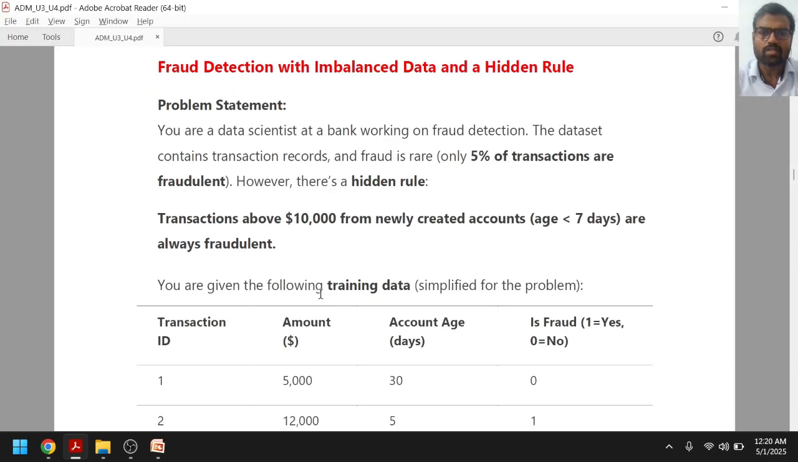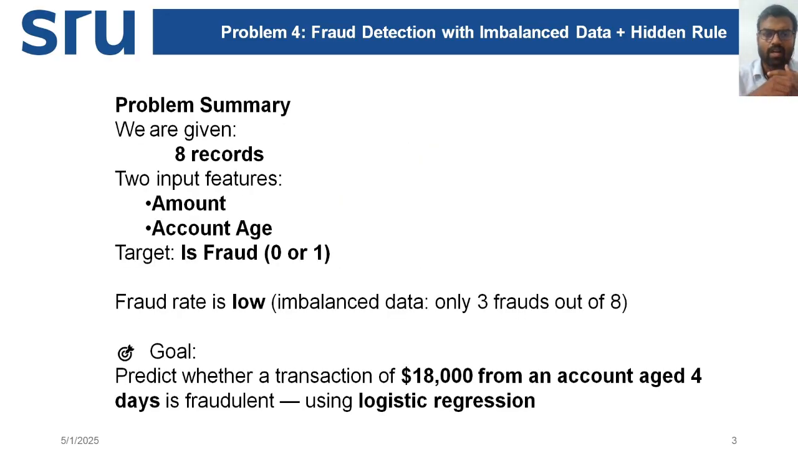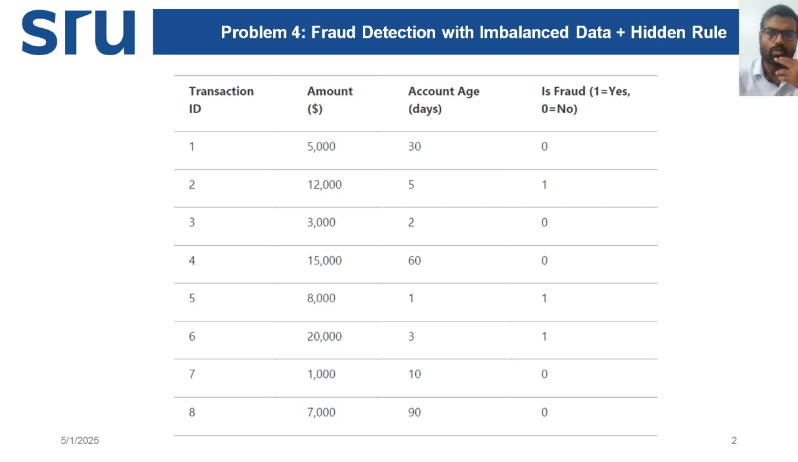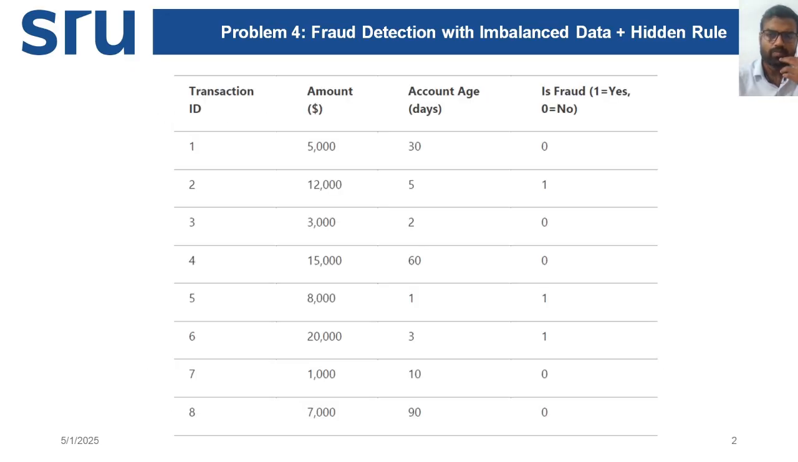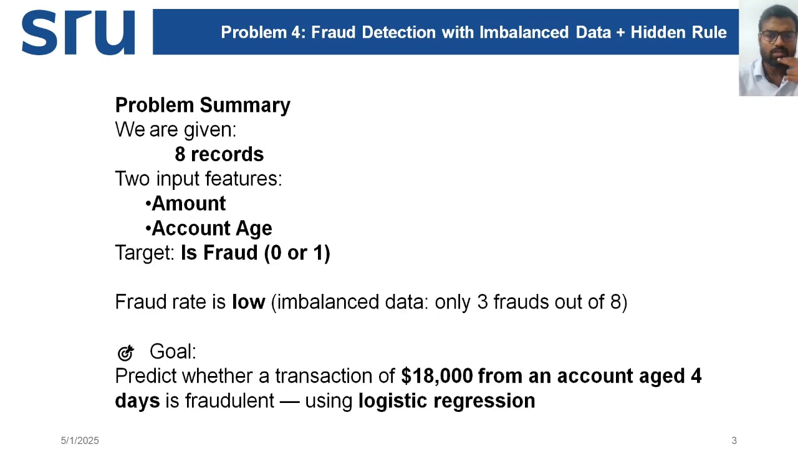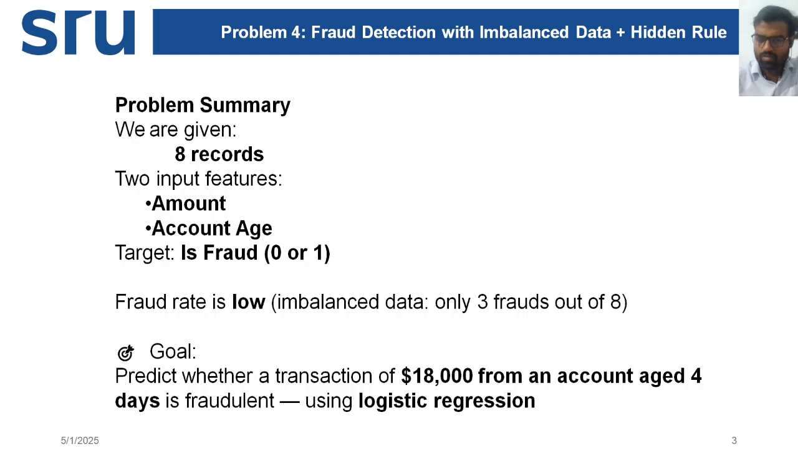Okay, this is the data set given: fraud detection with imbalanced data and hidden rule. Based on this data set, we understand there are totally 8 records. There are 2 input features, amount and account age, and obviously one target. That is the classification, right? Is it 0 or 1? It is related to fraud detection. If it is fraudulent, it is going to be 1. If it is not fraudulent, it is going to be 0.